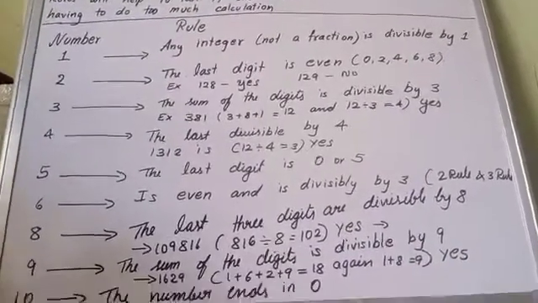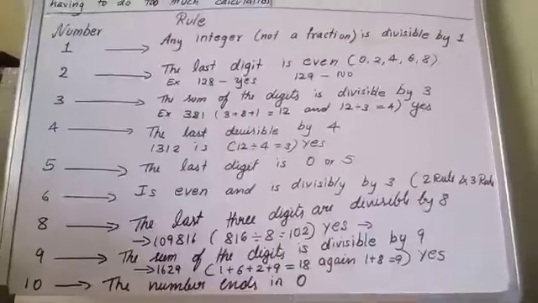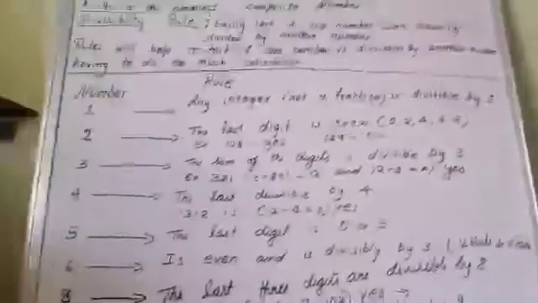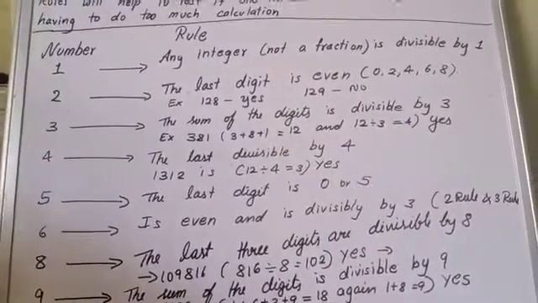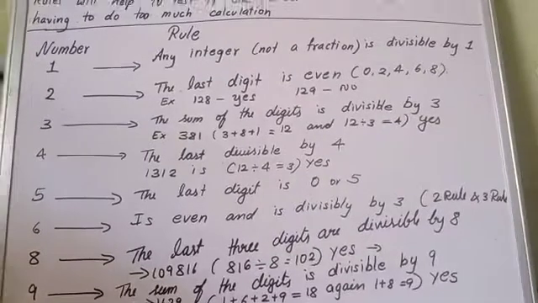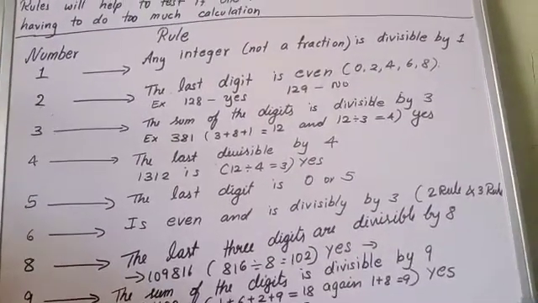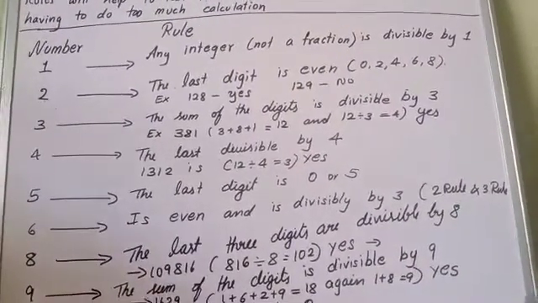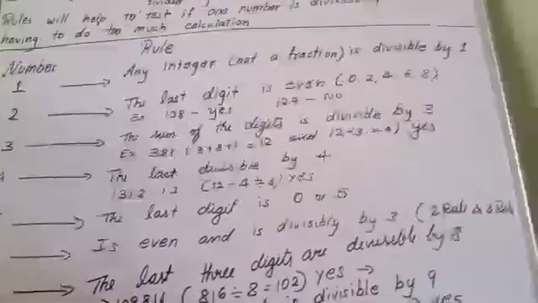So in this way, with the help of the divisibility rules, we can easily identify whether the given numbers are divisible by these numbers. Hope you understood the divisibility rules.